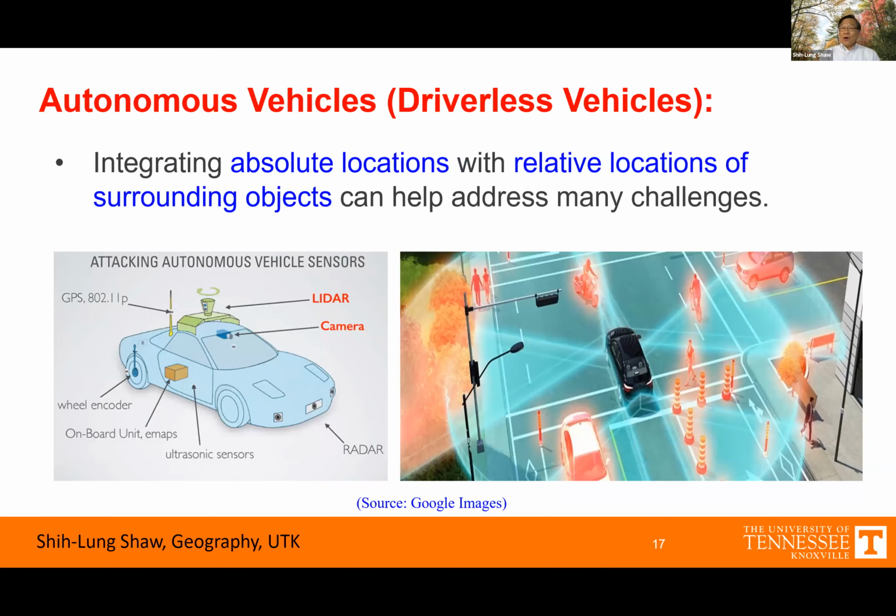But in the meantime, we all know that these autonomous vehicles are equipped with all kinds of sensors which can be accurate to sub-centimeter level. So if we can integrate absolute locations with relative locations of the surrounding environment collected by these sensors, then the challenge can be easily addressed. So that's the kind of advantage of integrating these different concepts of space together.